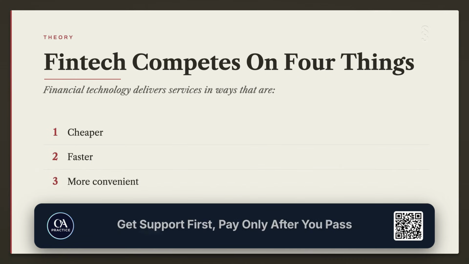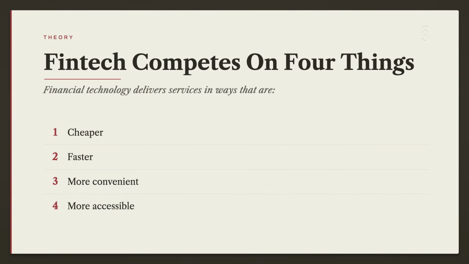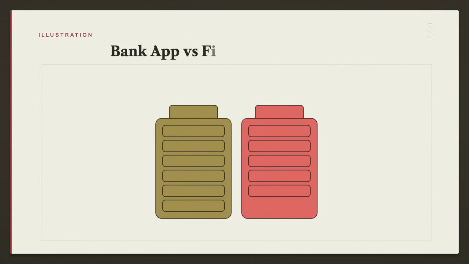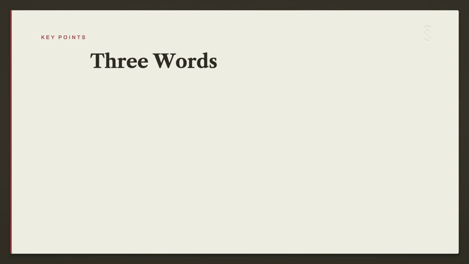Most fintechs compete on some of these. Not all 4. A transfer app wins on cost and speed, an alternative data lender wins on accessibility, and a mobile-first bank wins on convenience. So what separates a fintech from a bank with a good app? Not the technology itself, but the cost structure underneath it. A bank app sits on legacy core systems, branch networks, and compliance built for a full-service institution, while a fintech built from scratch carries none of that weight.